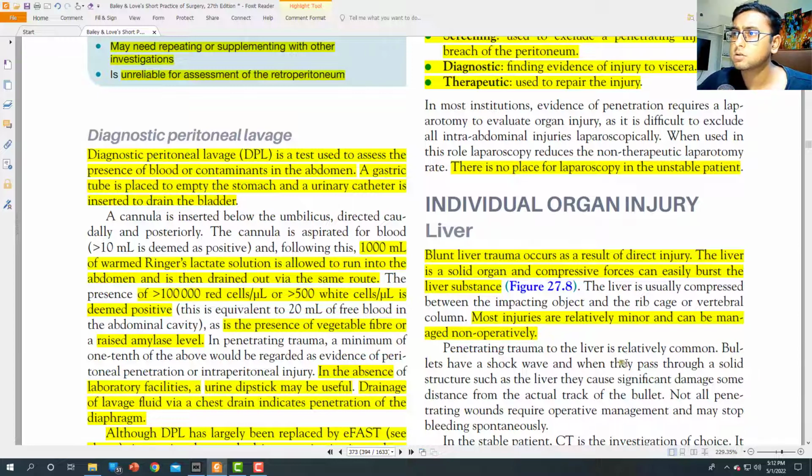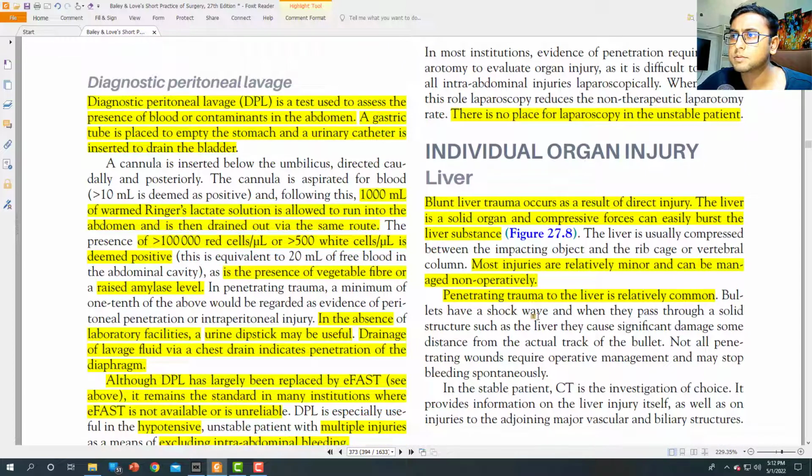Penetrating trauma to the liver is relatively common. Bullets have a shockwave, and when they pass through a solid structure, the liver may suffer significant damage some distance from the actual tract of the bullet. Not all penetrating wounds require operative management, and they may stop bleeding spontaneously.